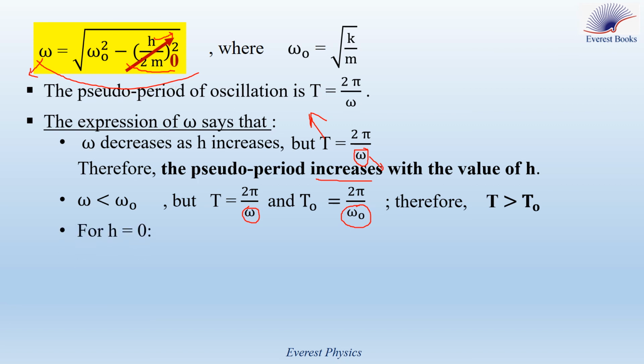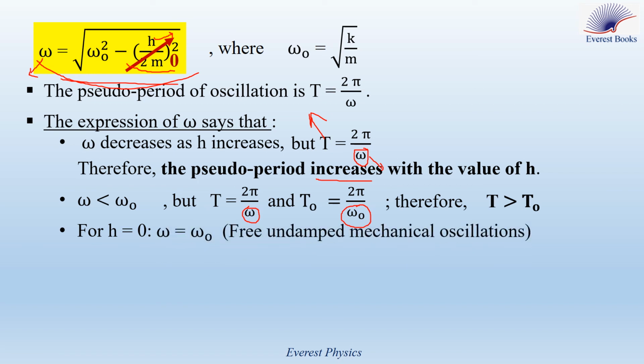The expression of omega also says that for h equals 0 in this equation, omega is equal to the square root of omega 0 squared. So omega is equal to omega 0. So we have a free undamped mechanical oscillation.